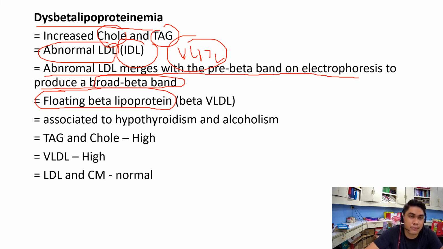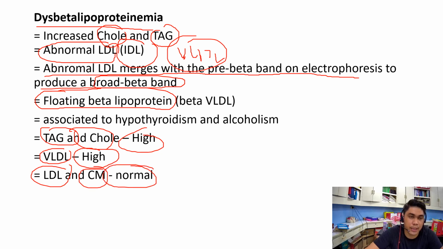And in this lipid disorder, there's an increase in TAG and cholesterol due to the increase in the floating beta lipoprotein, and the VLDL concentration is also high, but the LDL and chylomicron concentrations are normal. So for this, you have an increase in TAG and an increase in cholesterol due to the increase in VLDL, and the presence of floating beta lipoprotein, or your beta VLDL. So that's for dysbetalipoproteinemia. This one appears because of abnormal VLDL catabolism. So that is for dysbetalipoproteinemia.